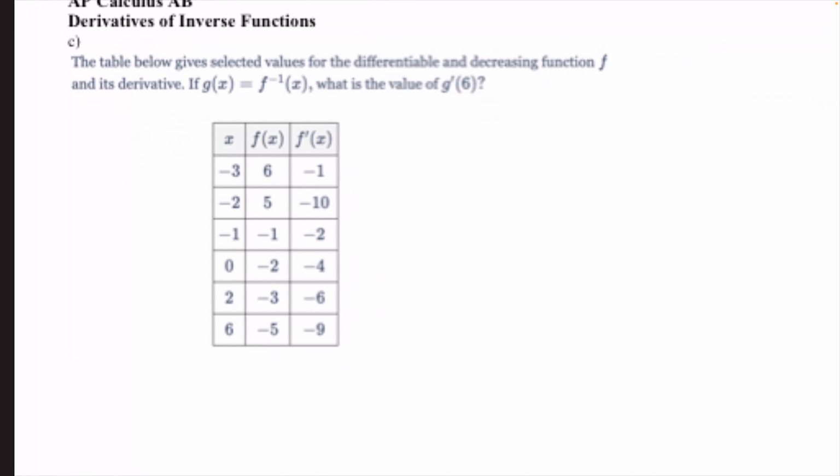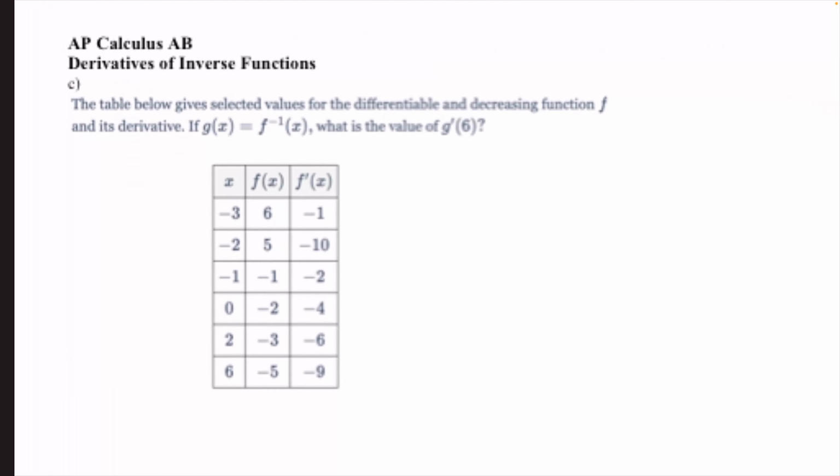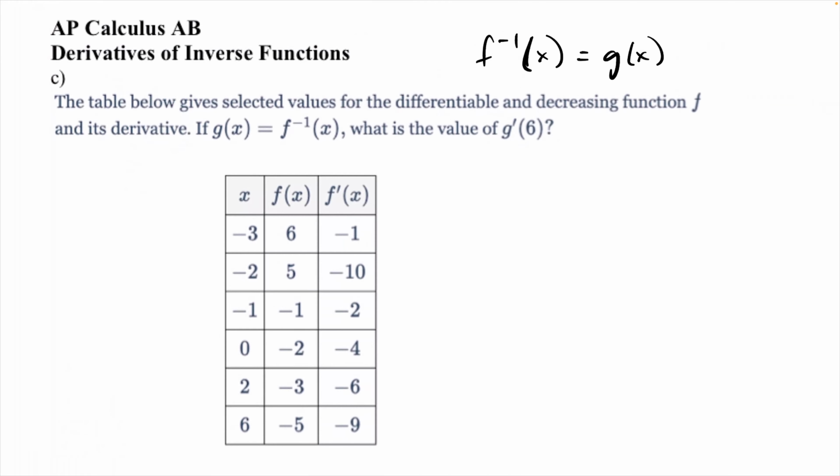So remember, the inverse is equal to g of x. So the inverse of f, there we go. They said that, right? So when I say g, I mean f's inverse. They're both the same, okay? So when I say g prime of 6, that means the inverse, all right? Okay, so here we go. So we're going to find g prime of 6.